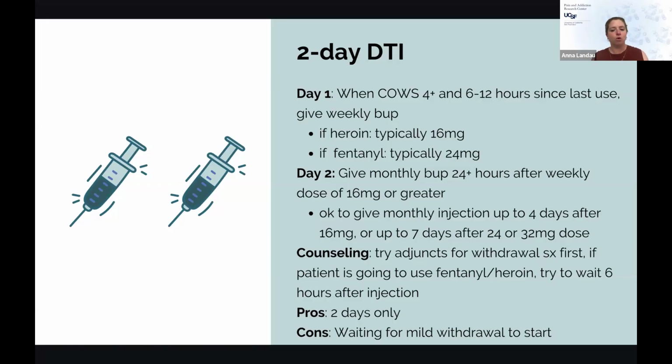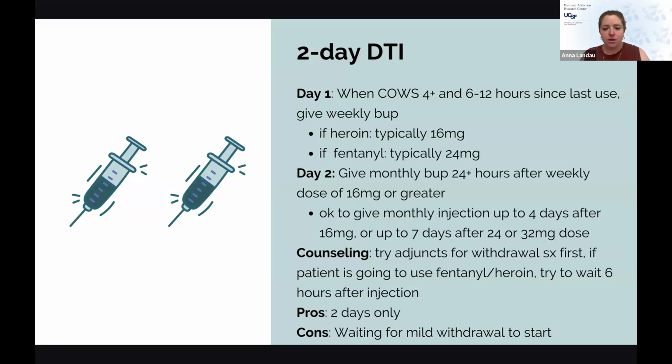And so after a 24 or 32 milligram dose, we're comfortable giving someone a monthly injection up to a week out. After a 16 milligram dose, we typically wouldn't give it more than 4 days out. The other thing that's tricky about this 2-day injection protocol is that we do recommend, in addition to having people wait 6 to 12 hours from the last time they used, that if they can, at all possibly, they wait another 6 hours after the injection before they use.